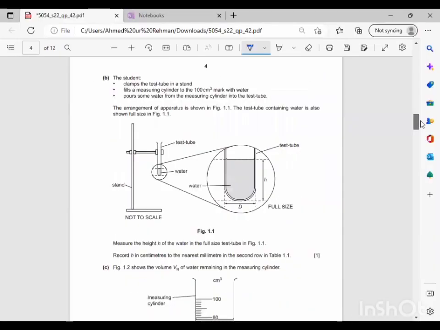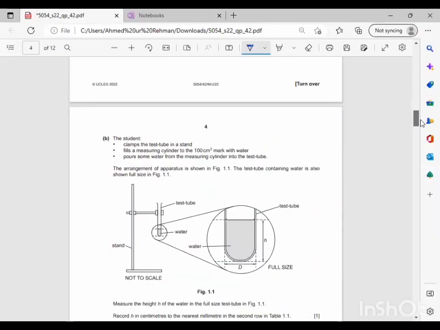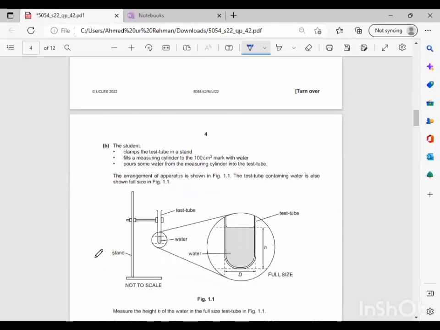What do they have for us? Student clamps the test tube in a stand. Okay, so this is a retort stand and the student has clamped the test tube. Fill the measuring cylinder to the 100 cubic centimeter mark with water. Pour some water from the measuring cylinder into the test tube. So basically we have a measuring cylinder that had 100 cubic centimeters of water, right? And what we did was we poured some of that water into a test tube, right?